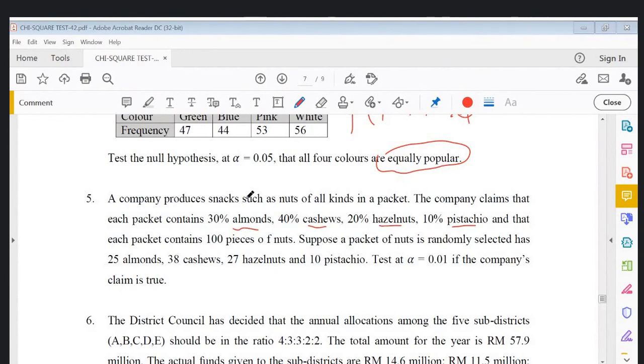It is already given. For almond, you must use P as 30%. For cashews, you must use P as 40%. For hazelnut, you must use 20%. For this one, use 10%. The total must be 100%.